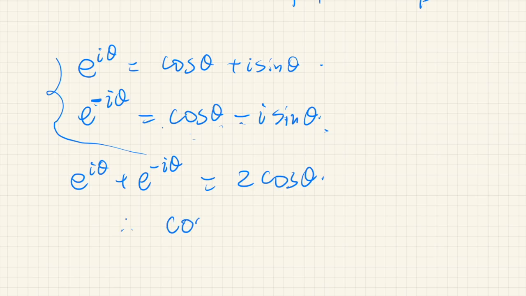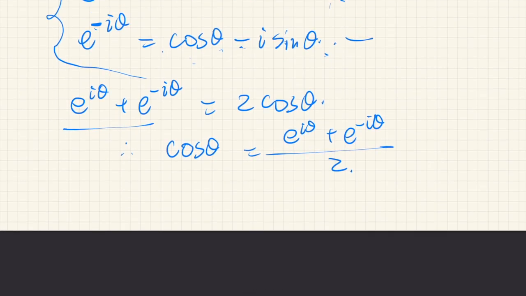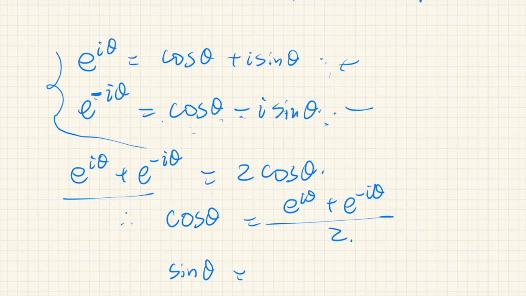Therefore, we can write cosine theta as this divided by 2. And if we subtract the second equation from the first equation, we can show that sine theta can be written as e to the power of i theta minus e to the power of negative i theta, divided by 2i. So these are two alternative definitions for cosine and sine. Okay, that's all for this video. See you later.